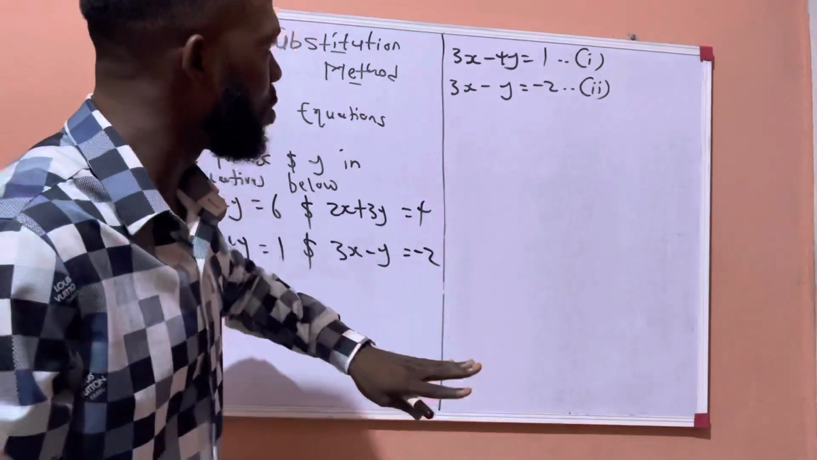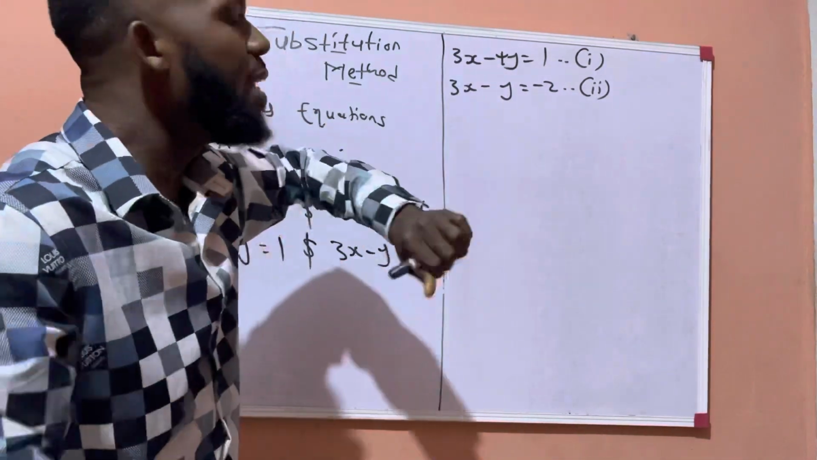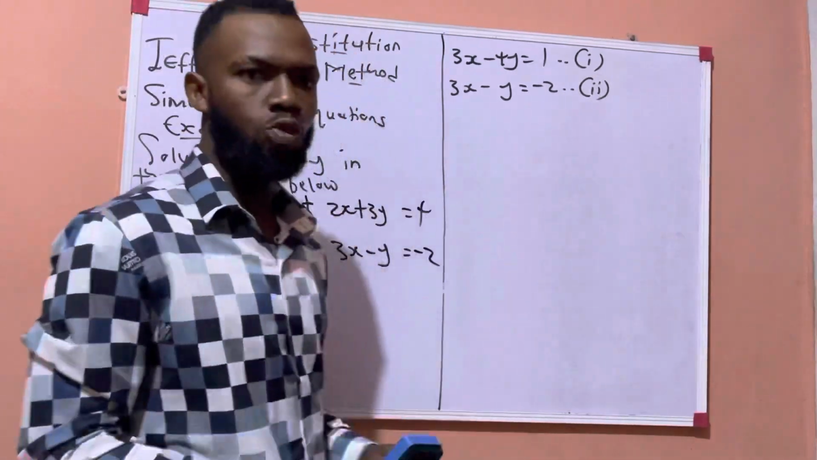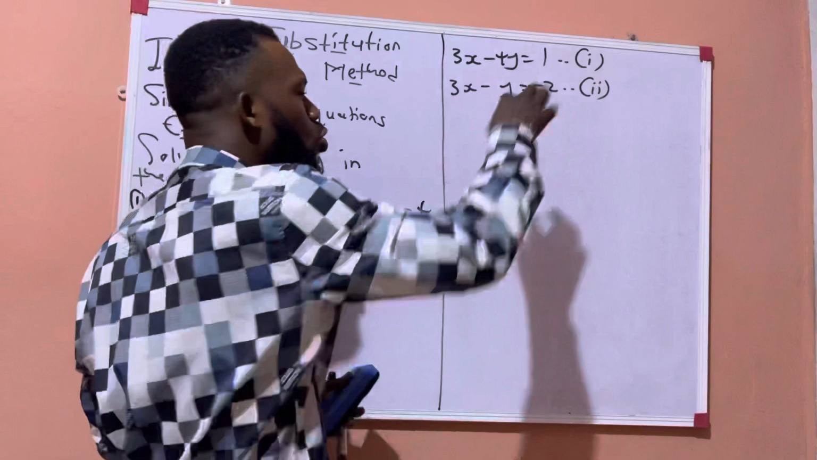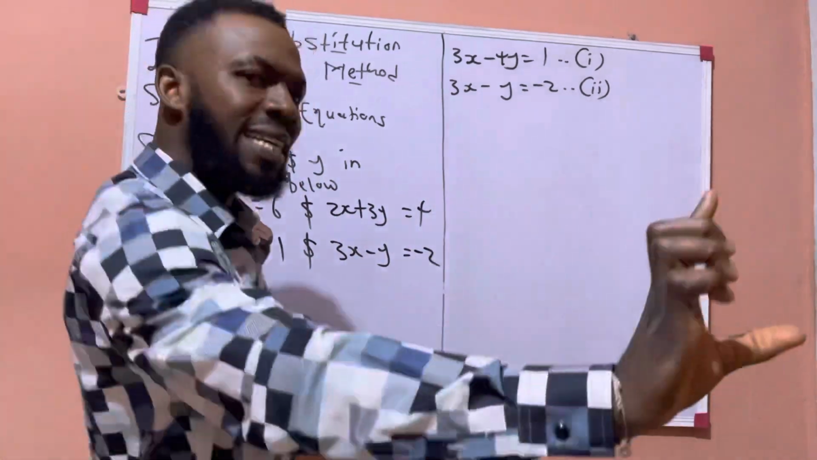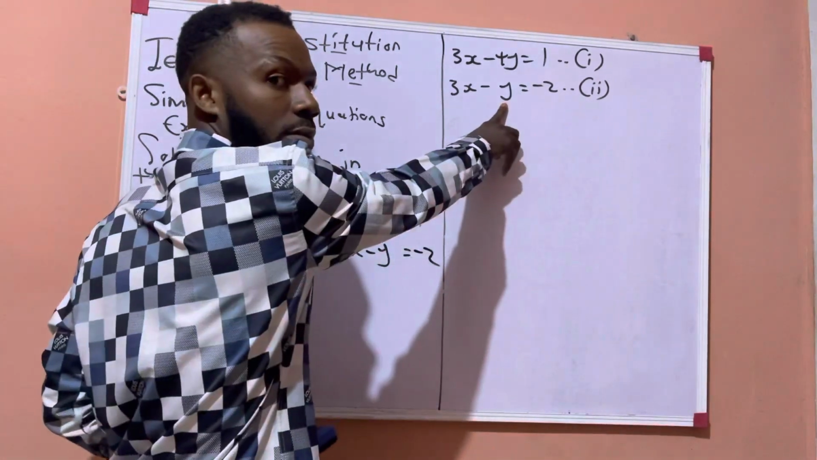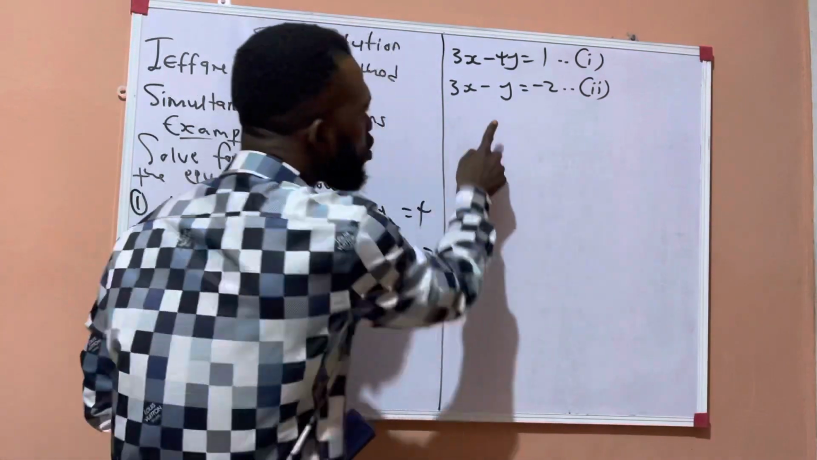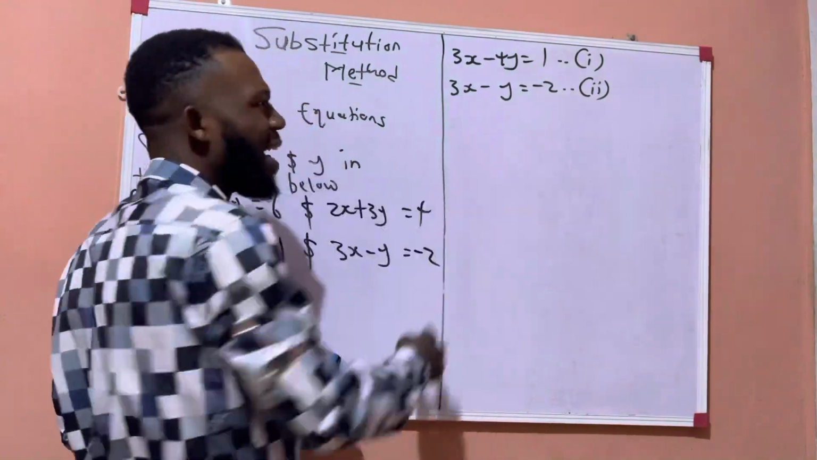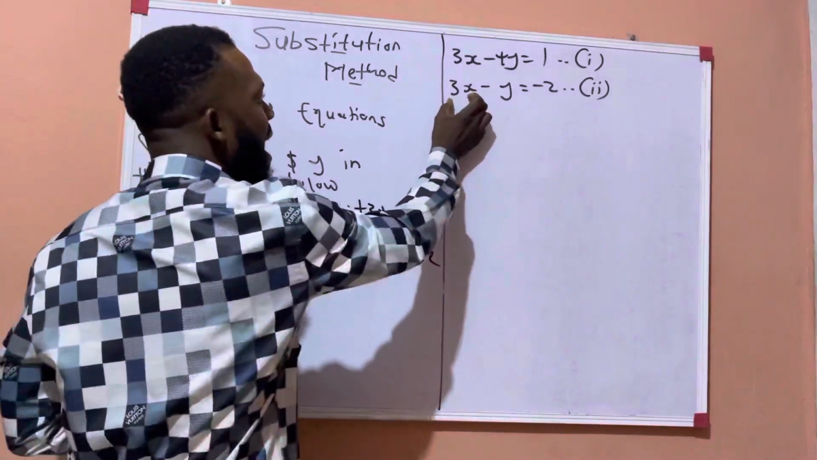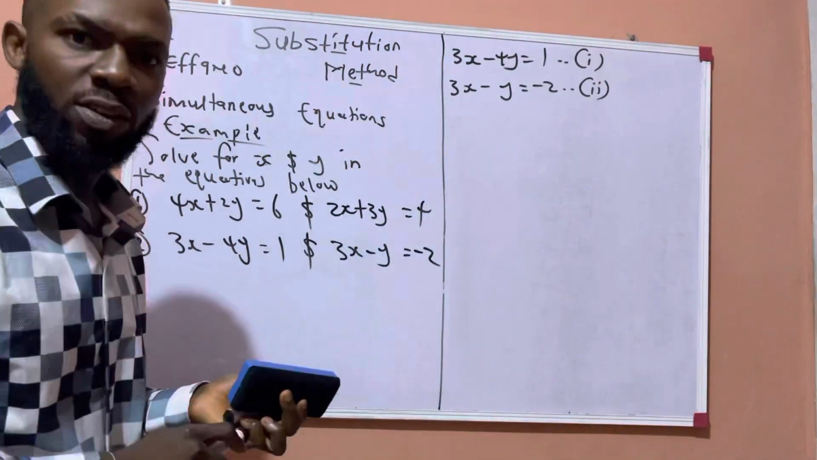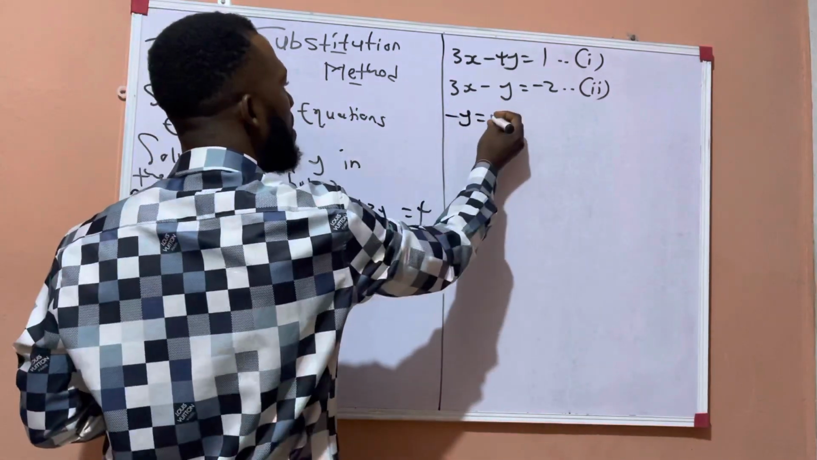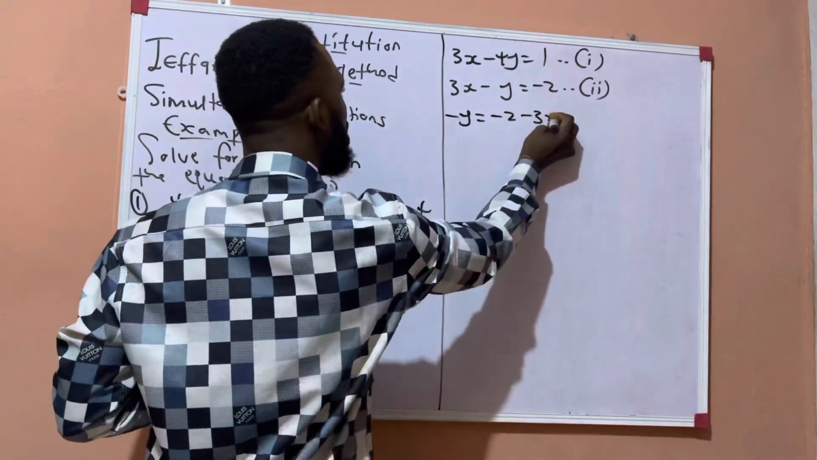And I can tell you that in these 2 equations, the best equation to use to get equation 3 is equation 2. Because why? In equation 2, one of the variables is standing alone, which is y. So what does that mean? Now, for us to make y the subject of the formula, it is very simple. If 3x crosses to this place, it becomes minus 3x. So what do I have left here? Minus y becomes minus 2 minus 3x.